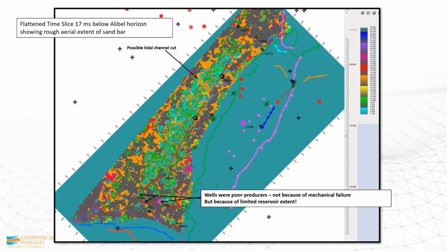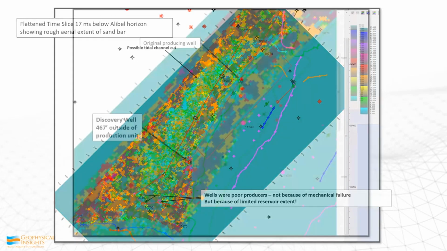And my interpretation of this is that this orange area could be an incised or a tidal channel cut, which could be compartmentalizing the production from the really good well, and hopefully my client's well might take some of the reserves out of the good well's area.